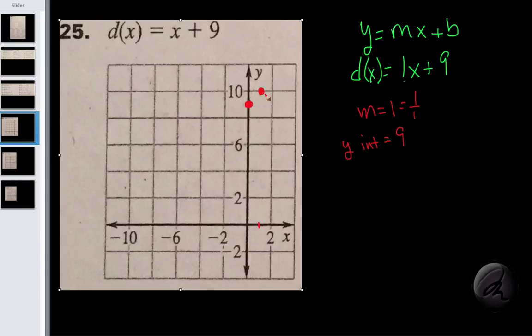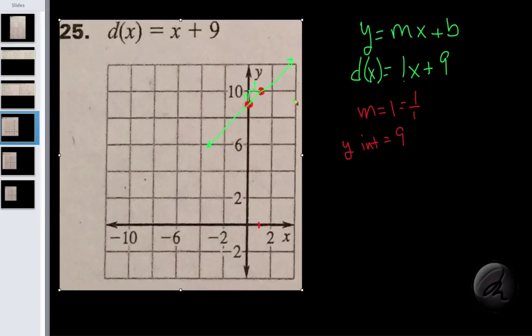Okay, and that is my second point, so now I have enough for a line. Right, so up 1, over 1, rise 1, run 1, that's 1 over 1, my slope. So that's what that particular line looks like.